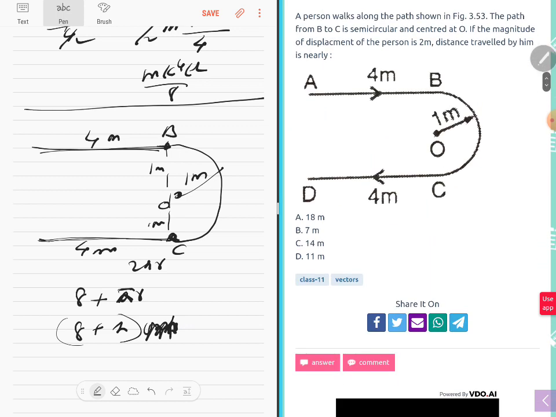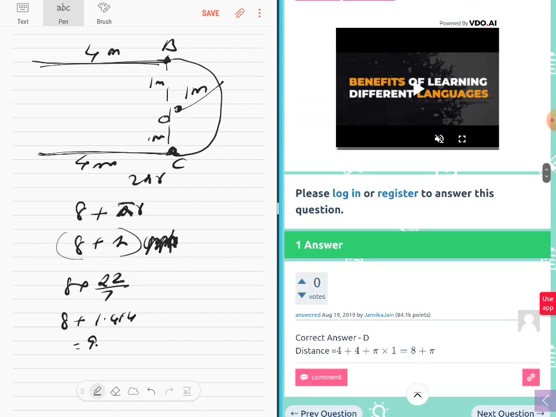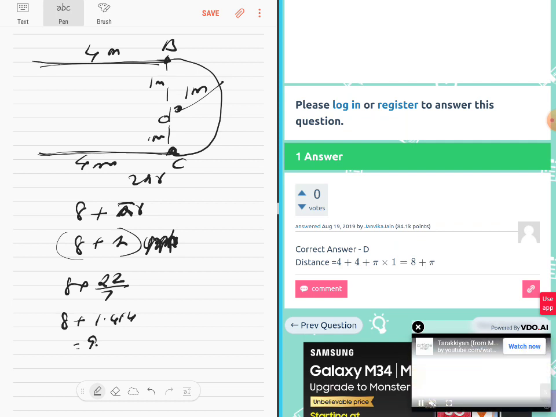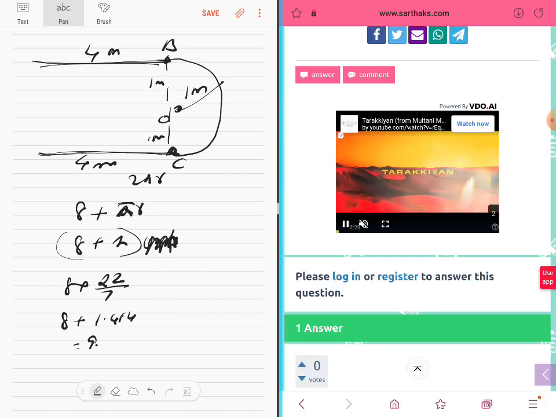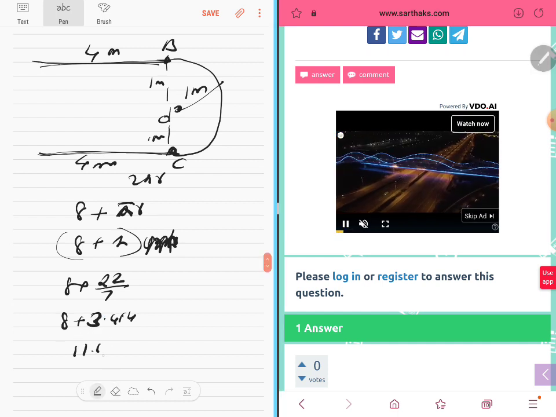And 8 plus 22 by 7, it's 8 plus 3.14, so it's 11 point, and you don't even have such an option. Distance traveled by him, 8 plus pi r. Yeah, it's 8 plus pi is the answer, but you don't have an option like that. This is 3.414. Sorry, so sorry guys. So 11.4. So we got it.